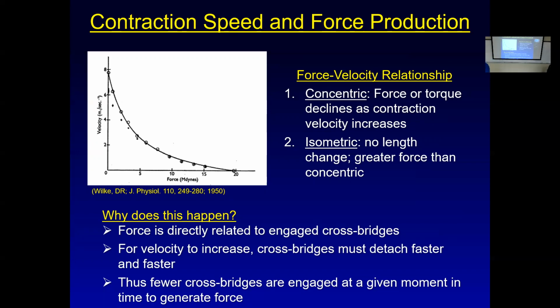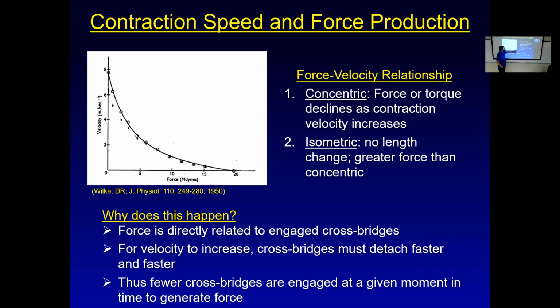The important thing to consider with this: why does this happen? Why, when I go faster, can I not get as much force as when I go slow? Again, it all comes back to the cross-bridge cycle and cross-bridge mechanics. I engage a cross-bridge in order to generate force. If I want to go fast, there has to be repeated shortening, release, shortening, release. I have to be able to disengage those cross bridges so that I can reattach them and continue getting that shortening movement that is happening.